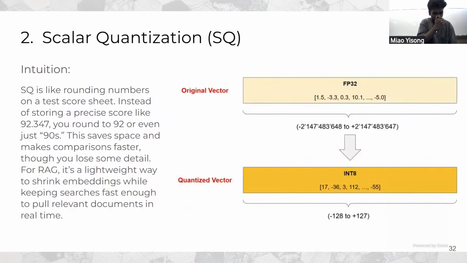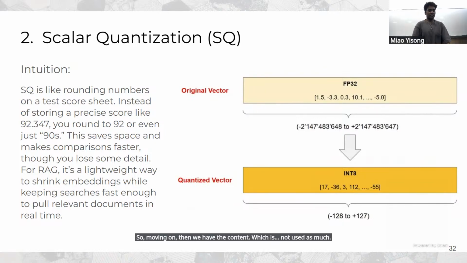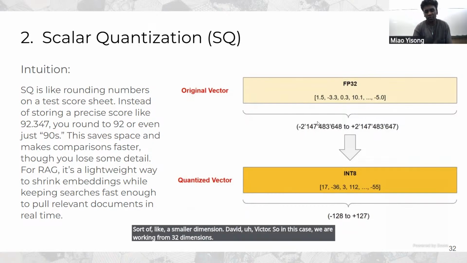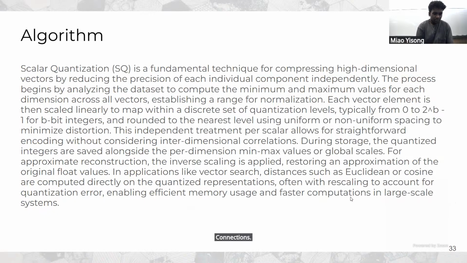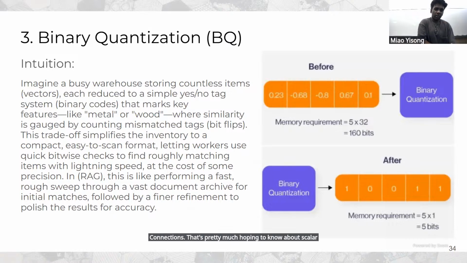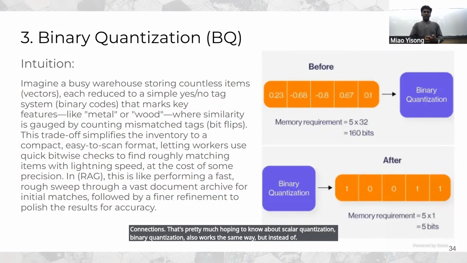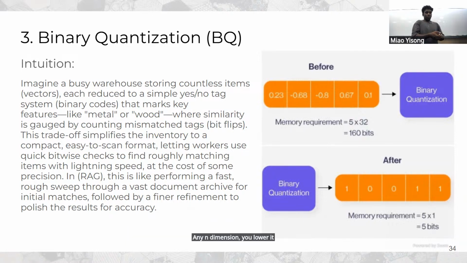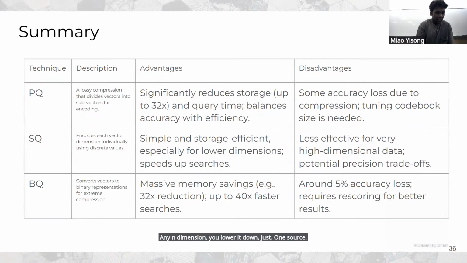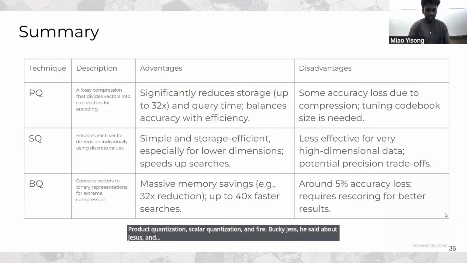So moving on, we have scalar quantization, which is not used as much, but it's still an algorithm. You just convert your original vector to a smaller dimension vector. In this case, we are converting from 32 dimensions to 8 dimensions. That's pretty much what we need to know about scalar quantization. Binary quantization also works the same way, but instead of lowering it down to any n dimension, you lower it down to just ones or zeros. That's pretty much what we need to know about product quantization, scalar quantization, and binary quantization. These are the advantages and disadvantages.